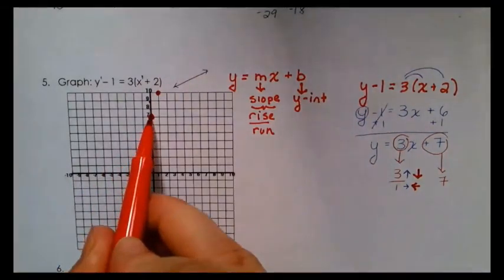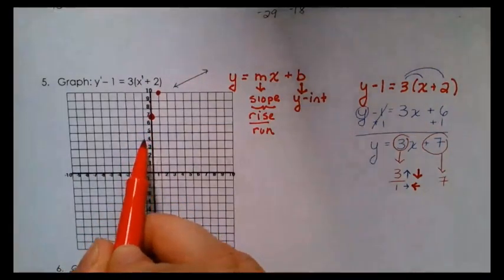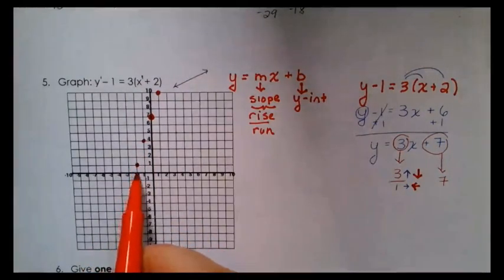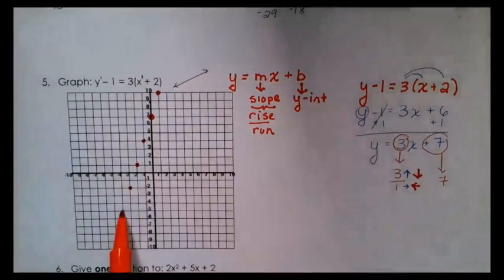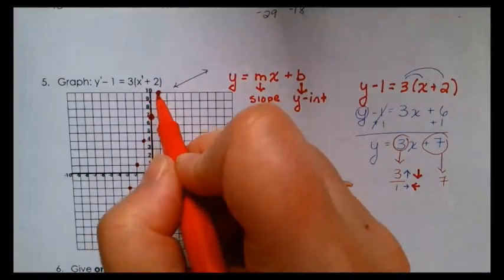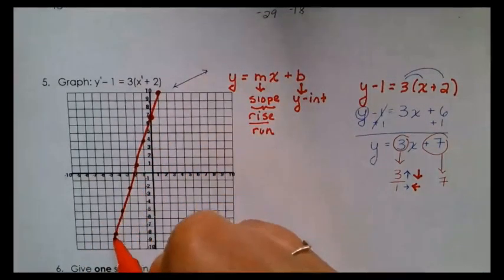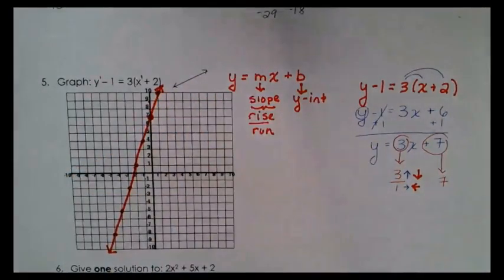So starting back at 7, down 3, 1, 2, 3, left 1, and repeat that, down 3, left 1, until I go off the graph. Connect it with a nice straight line. Do the best that you can. If you have your student ID with you, you can use that. And here's our line. And you're done.